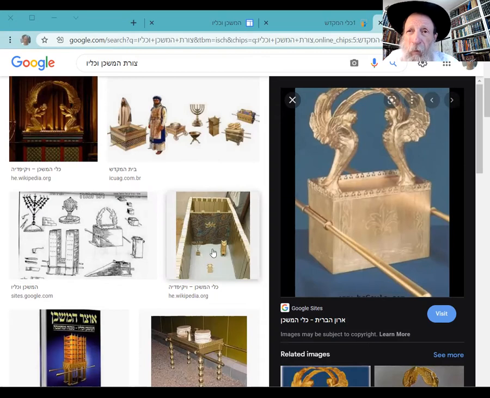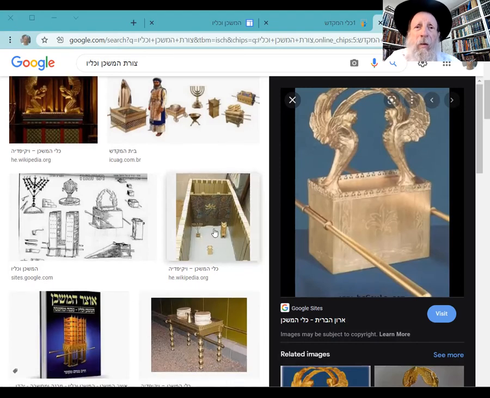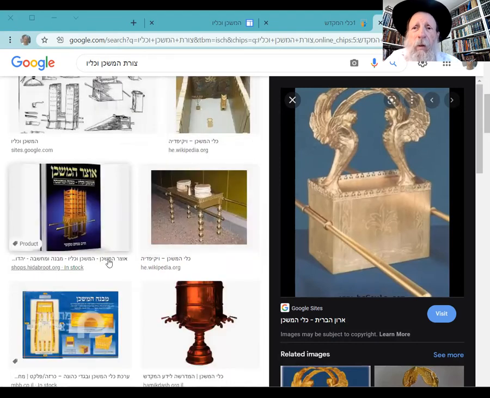And what's called the face bread, lechem hapanim, bread of faces. And there was the golden altar. There's a picture of that, where they would burn incense every day. This whole thing is the Holy of Holies and the holy.